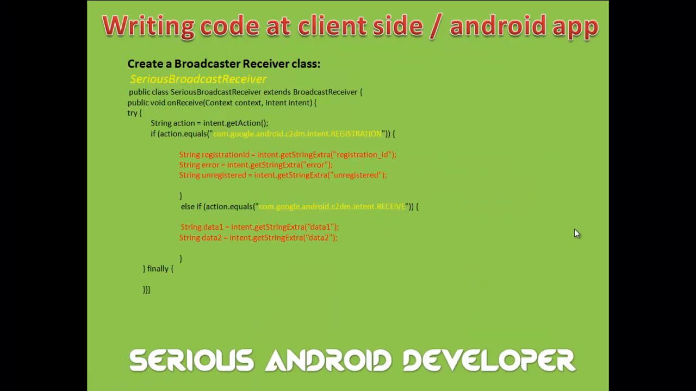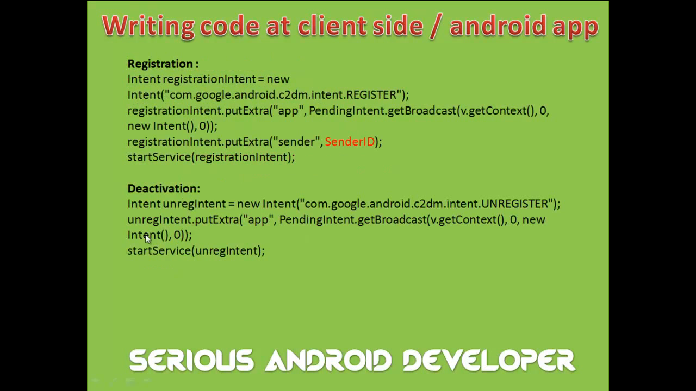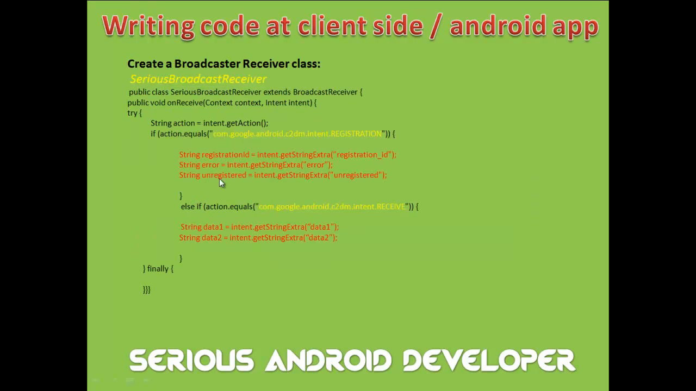Okay, this is the registration part, and this is the message part, that is the payload part. During the registration process we will get a non-null value of this registration ID, which contains the registration ID. And similarly, this unregistered field will get a non-null value whenever you execute a deactivation for the GCM service.